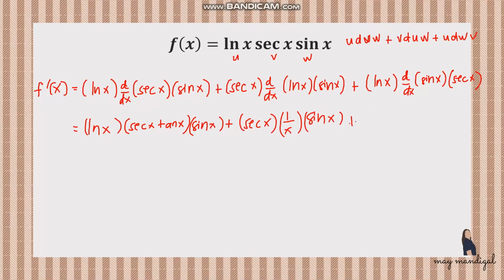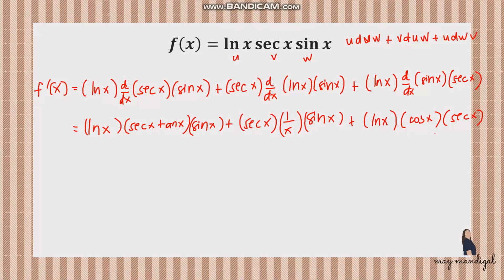And then last is we have ln of x. Then the derivative of sine is cosine of x. And then secant of x. So as you can see, the terms here are quite long. So what I will do is I will try to simplify. Now, how are we going to simplify this?